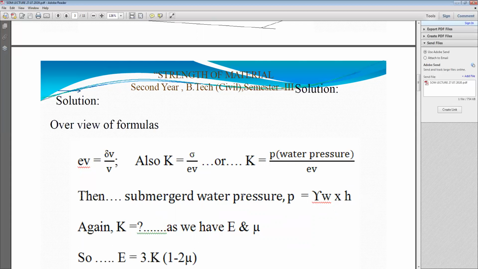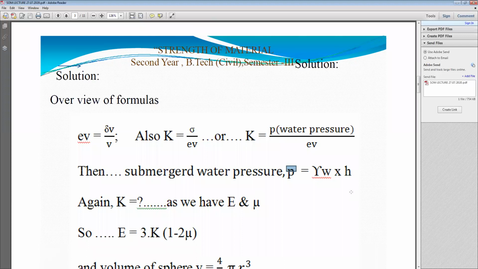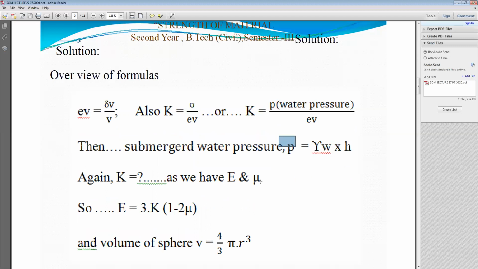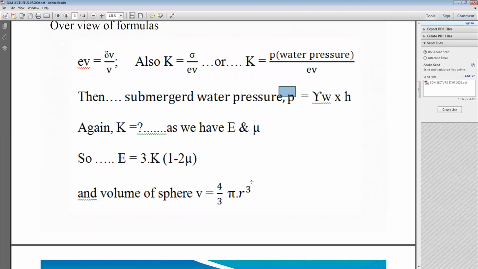And how do we calculate the total pressure on that body? Then small p, the water pressure intensity, into the concerned area of that body. But here we need not calculate the total pressure, we have to consider the pressure intensity. So rho w into h, we can avail the water pressure in terms of Newton per mm square, or kilonewton per meter square, etc., in terms of intensity. So here we have to calculate the K by using this formula.